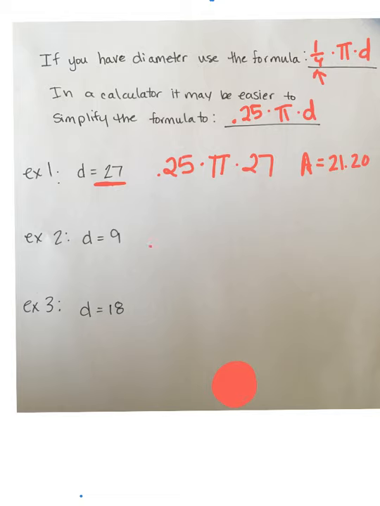Example 2, we start with that 0.25 again, times pi. And then this time our diameter is 9, so we're multiplying it by 9. And when you type that into the calculator, you should get 7.06.